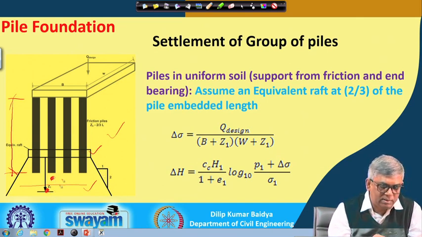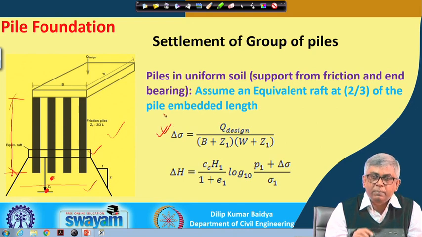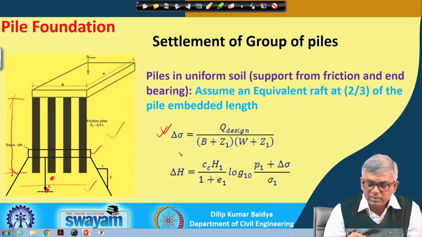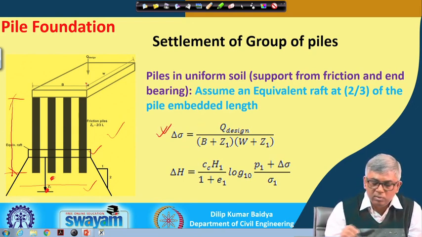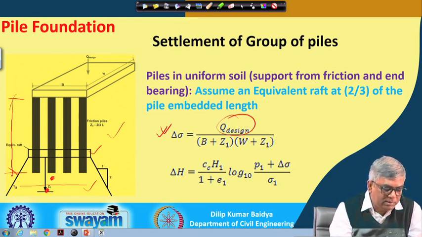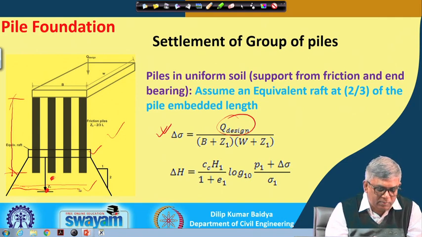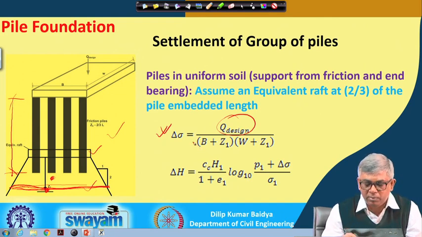Based on that equivalent raft, you can find out at any point what is the delta sigma pressure increase, and that pressure increase will be equal to load divided by the area of the cross section at that point. Suppose I want to find out at this point, the area of the distributed load. So this distribution we have shown in the shallow foundation.